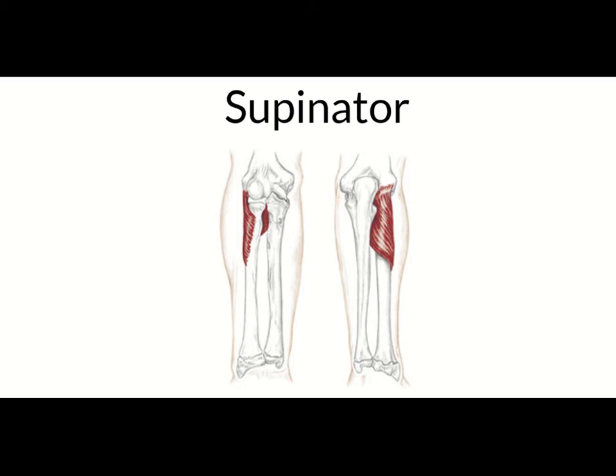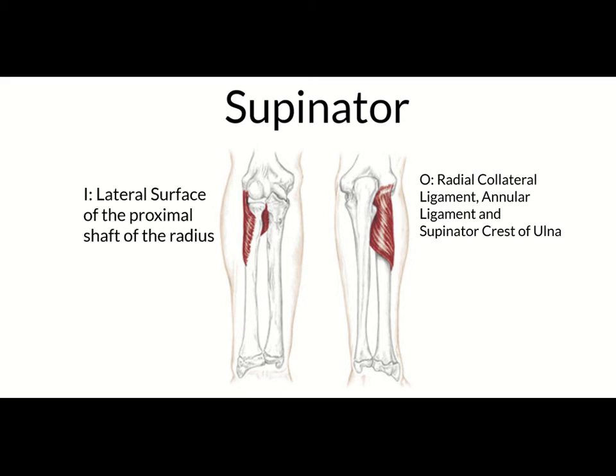So the supinator is the prime muscle causing supination of the radioulnar joint. It originates from the radial collateral ligament and annular ligament, as well as the supinator crest on the ulna. So that was, again, kind of that little anterior portion just below the coronoid process on the ulna. It inserts onto the lateral surface of the proximal shaft of the radius. It is innervated by the radial nerve, and it causes supination of the radioulnar joint.